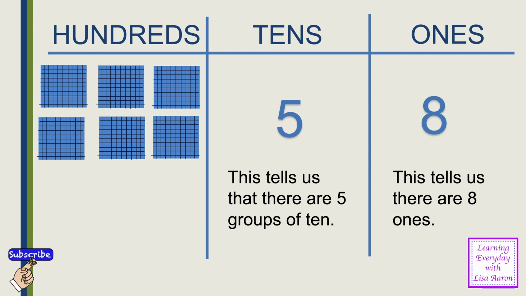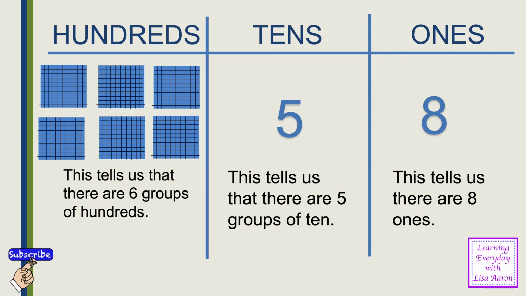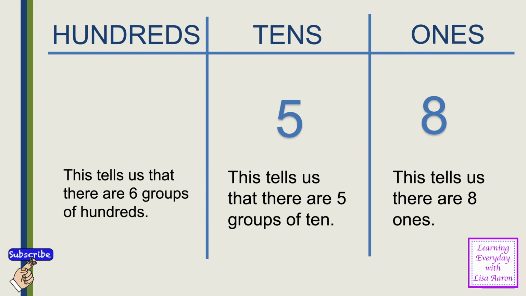How many hundreds do you see? This tells us there are 6 groups of hundreds. The number you see is 658.